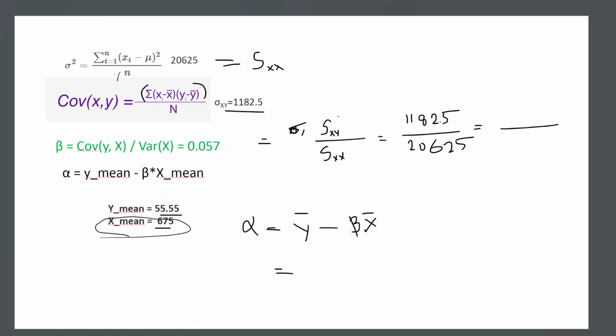So also we have found Sxy, we have calculated. So that is 1182.5. So from this, actually here I have divided by n, so you don't have to divide it by n. You can just use it as it is, and you can find the value. It will result in b is equal to 0.057.